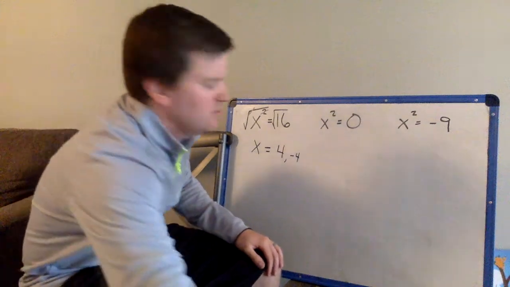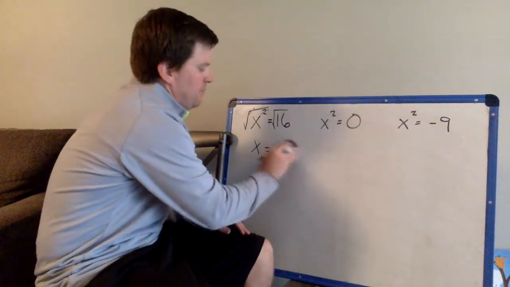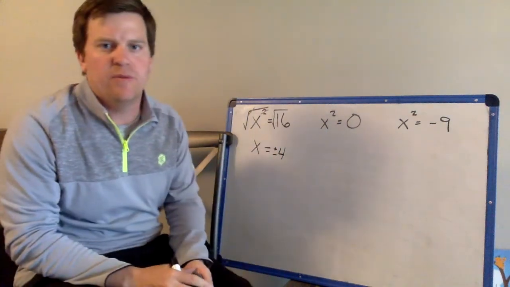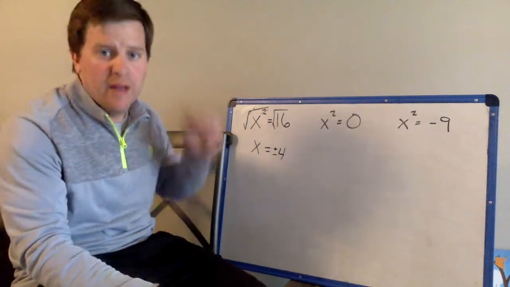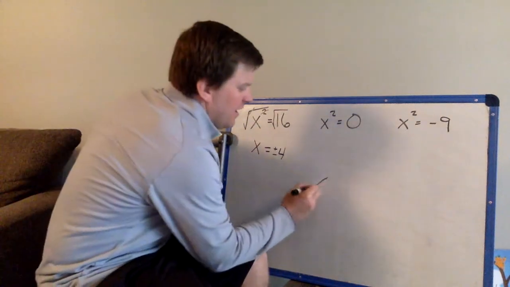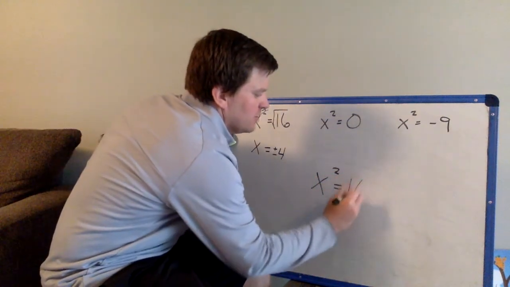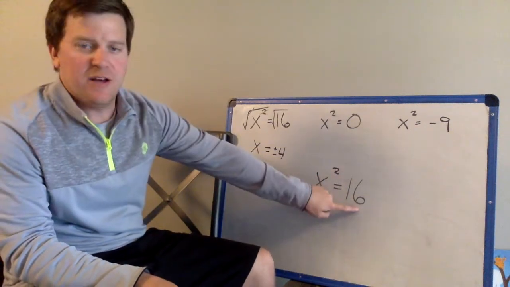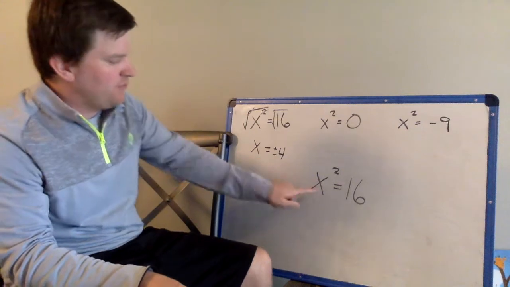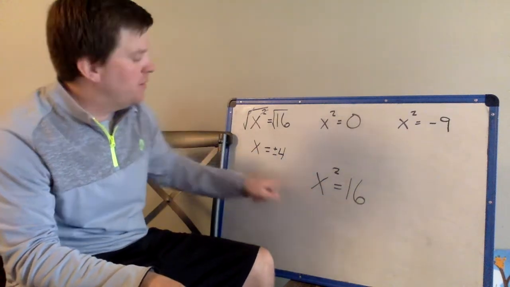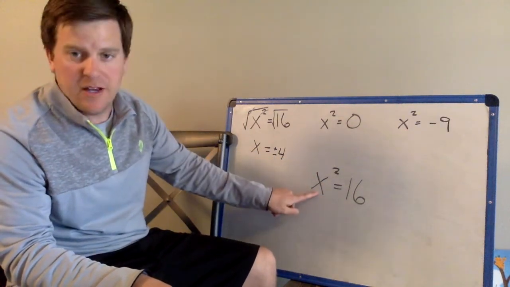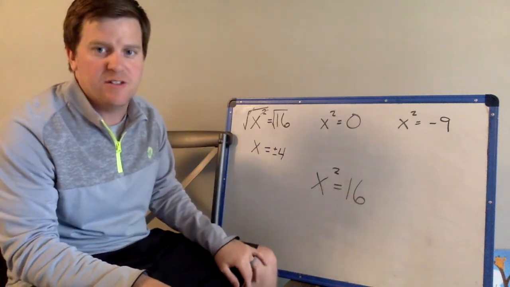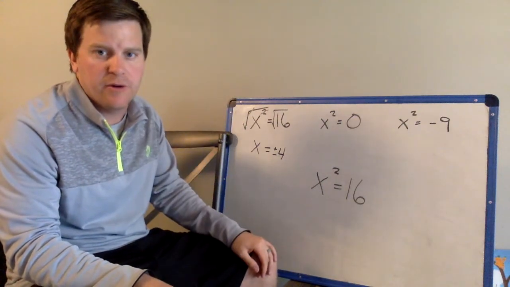A lot of times you'll see us write it as plus and minus 4. That means it could be positive 4, it could be negative 4. Here's why that happens. If we have x squared equals 16, what we're really trying to find is what number squared gives us a positive 16. Well, positive 4 squared is 16, but also negative 4 times negative 4 is positive 16 as well. So both answers work.